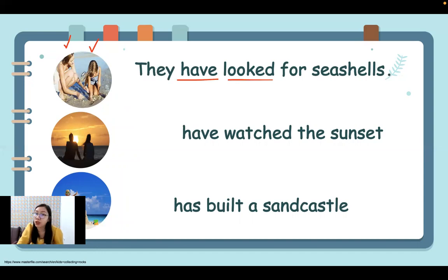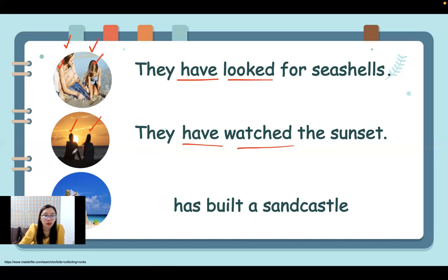Or you can say the girls have looked for seashells, something like that. Or Anna and Elsa have looked for some seashells. Then for one and two, we can also use the same: they have watched the sunset. Two people, the man and the woman, have watched the sunset.